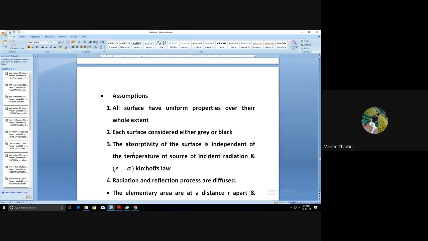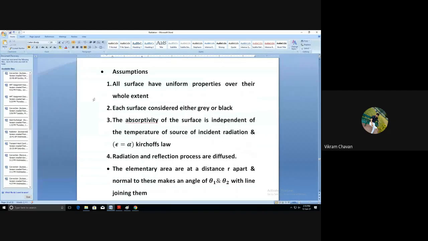So the analysis of this radiation heat exchange between these two bodies will depend on some assumptions, and we need to consider those assumptions while we are performing the analysis. The first assumption is all surfaces have uniform properties over their whole extent. Whatever the properties related to the radiation, that is nothing but absorptivity, reflectivity, transmissivity, these properties are uniform over the entire surface.